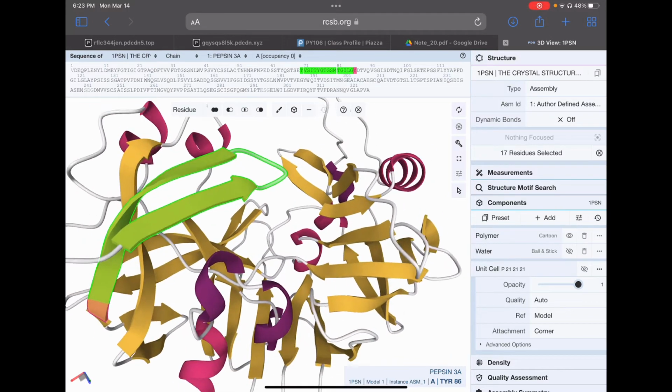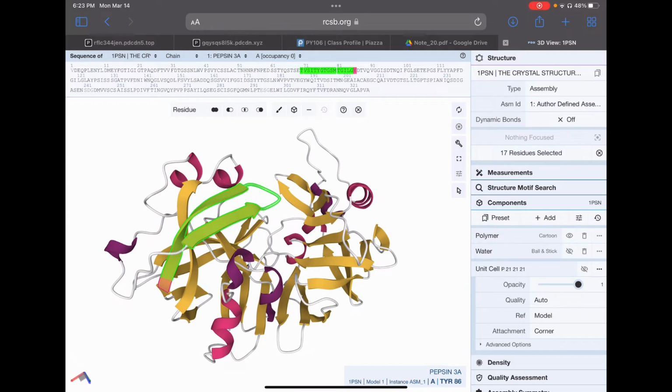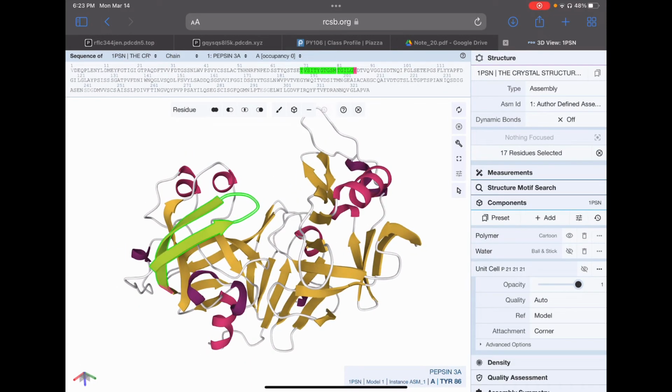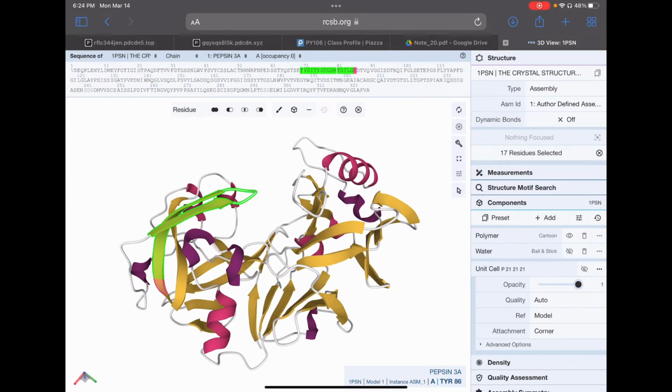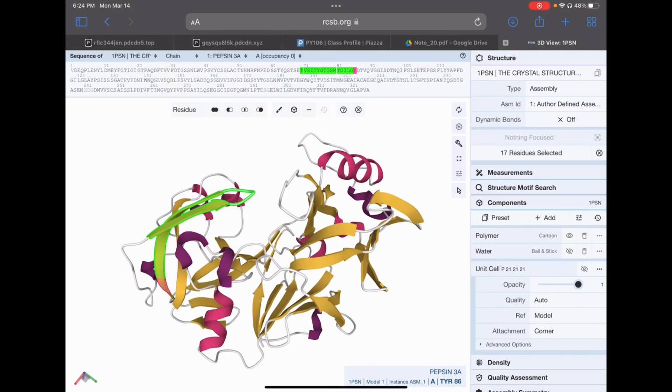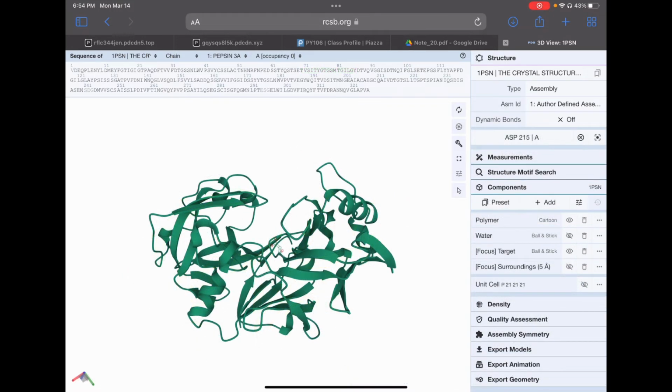Here the flap is shown in this green color with these two antiparallel beta strands covering the active site. Pepsin is classified as bilobal, or having two lobes or domains, which become close in proximity upon proper protein folding and is critical for the formation of the active site and its biological function.